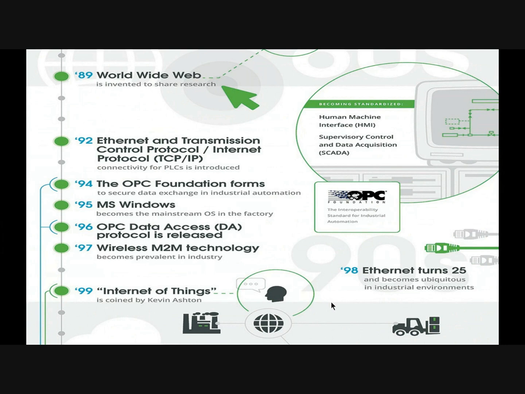In the year 1994, the OPC Foundation was formed for secured data exchange. Okay, and in the year 1995, MS Windows became mainstream in the factory OS. Okay, and in the year 1996, the OPC data access protocol was released. In the year 1997, wireless M2M technology became prevalent in the industrial area. And in the year 1999, Internet of Things was introduced. Okay, before that in the year 98, Internet turns 25. It means it had been in use for 25 years.